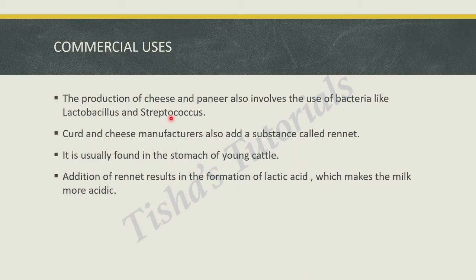Even the production of cheese and paneer involves use of bacteria like lactobacillus and streptococcus. Curd and cheese manufacturers not only use bacteria but they also add a substance called rennet, which is found in the stomach of young cattle. Addition of rennet results in the formation of lactic acid, which makes the milk more acidic.